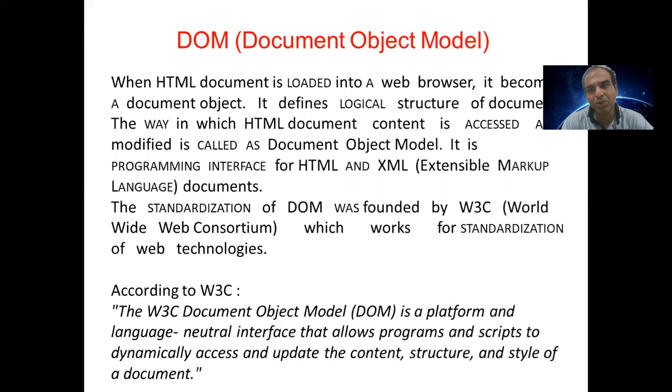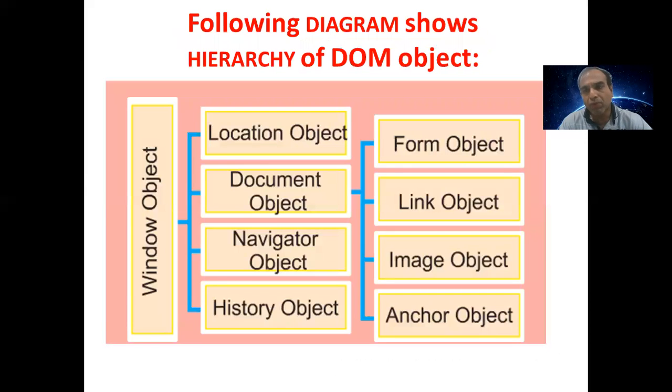So JavaScript uses the document object model. Before that, one of the parent objects is Window. A window, we can minimize, we can maximize, we can close. So it is a rectangular box. Each and every application we use, that is a window.